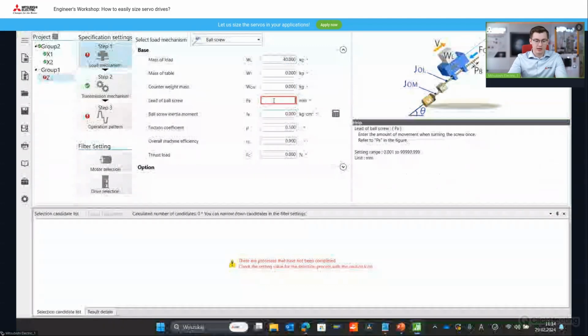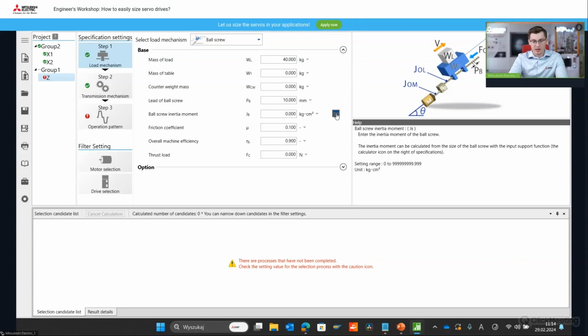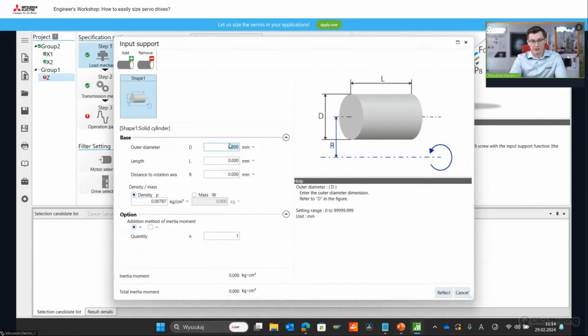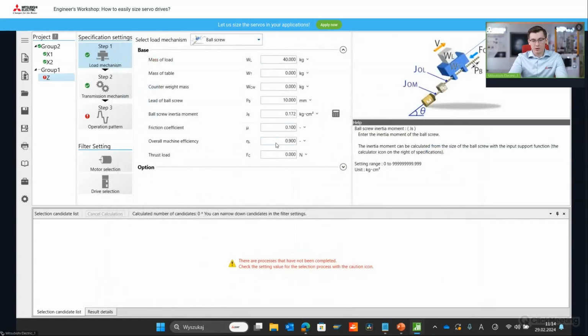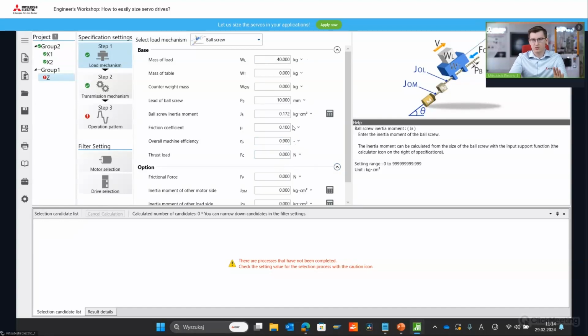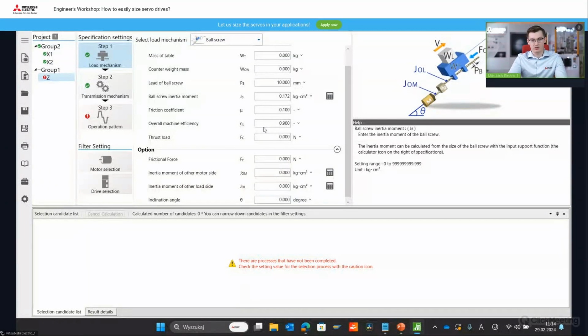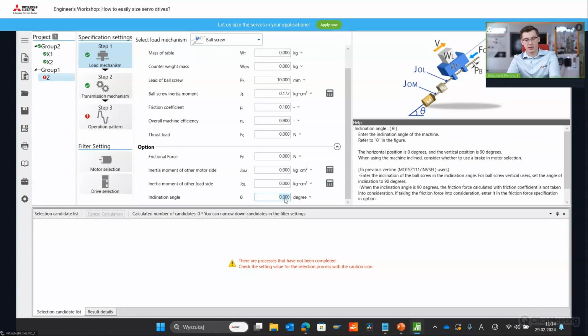Counterweight, of course, we are not using it. And the lead of the ball screw, let's say, it will be 10 millimeter. Ball screw inertia moment, the same as before. We can calculate it if we do not know that yet. So outer diameter 16, length 440, distance 0, density the same, and only one quantity because we have only one ball screw in the system. Now the overall machine efficiency, friction coefficient, and thrust load will be like here because it is standard and we are not generating any thrust load of this ball screw. We have to just change in the option the angle to 90 degrees.